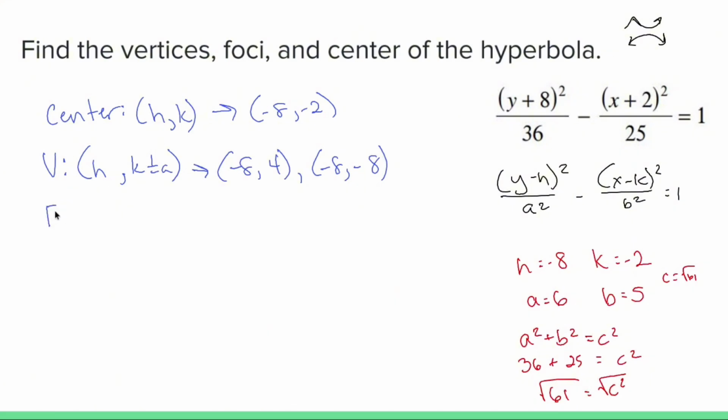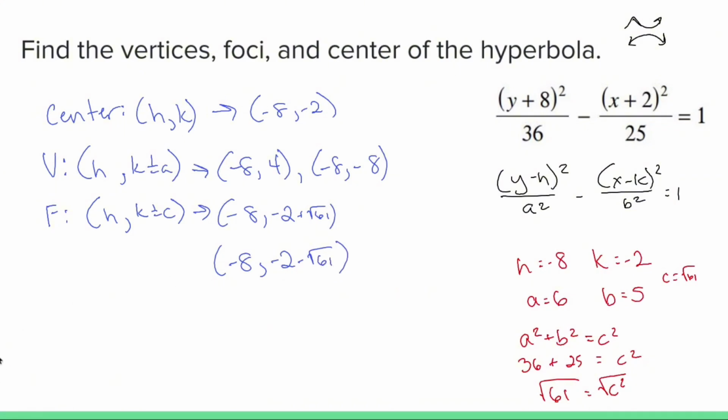Our foci, focus plural, is (h, k plus or minus c). So there's our -8 again. k is -2, so we'll do -2 plus root 61. Then the other option is going to be -8, -2 minus the square root of 61. And yeah, there you have it. Hyperbolas, they're a lot. They're a pain.